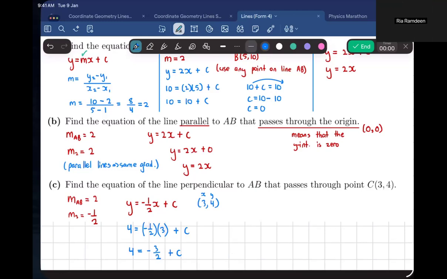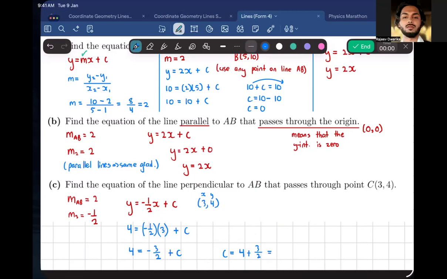So Ria, eventually you're going to become really good at this and you could leave out that baby step. You could just jump straight to the answer. So you would say C is equal to 4 plus 3 over 2. I just do it to make sure I get the right answer. That's good, but eventually you could break away from the training wheels.